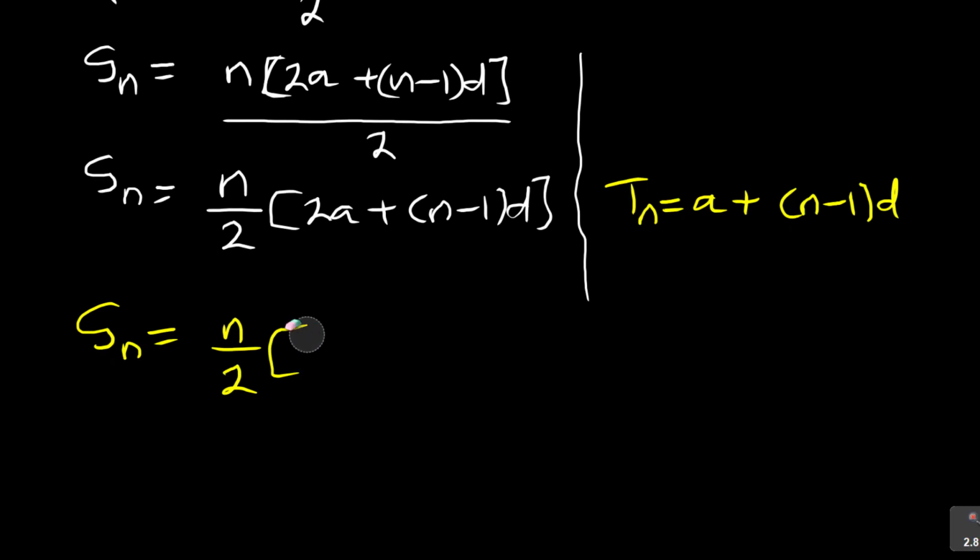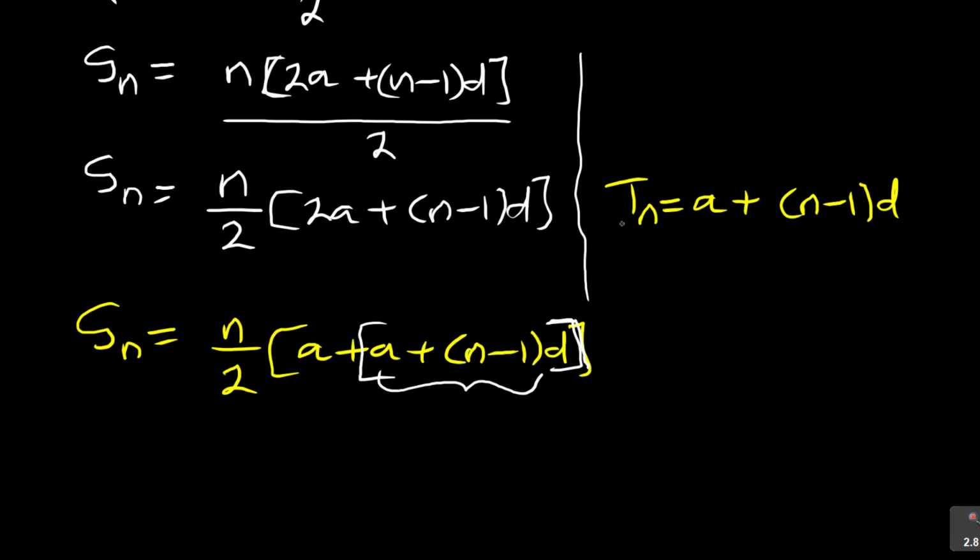What is 2a? 2a is the same as saying a plus a, so it is a plus a plus (n minus 1)d. So now look at this. If I cut it here and I cut it here, look at this: a plus (n minus 1)d. This is my Tn. You see that? So if I want to find any term, let's say I want to find my last term, it will be a plus (n minus 1)d.